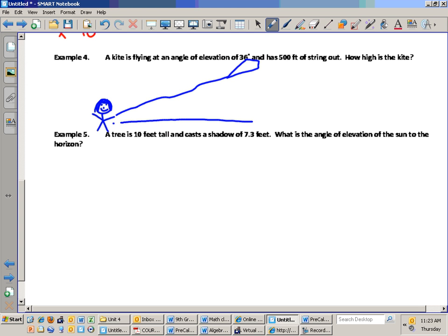At a 36-degree angle, it says he has 500 feet of string let out. So which part of the triangle should I label that as? Hypotenuse. Now I know there's going to be some sag in the string, right? It's going to dip down, but hard to account for that. So we'll just call it 500. And the question is, how high is the kite?